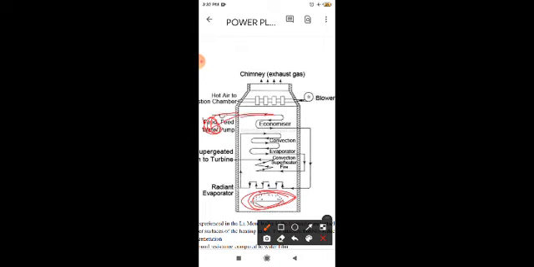Why is the water supplied from here? It is because the heat which is going out with the exhaust gases is utilized for preheating this water. Therefore it is called an economizer, because it is increasing the economy of this boiler by utilizing more heat.